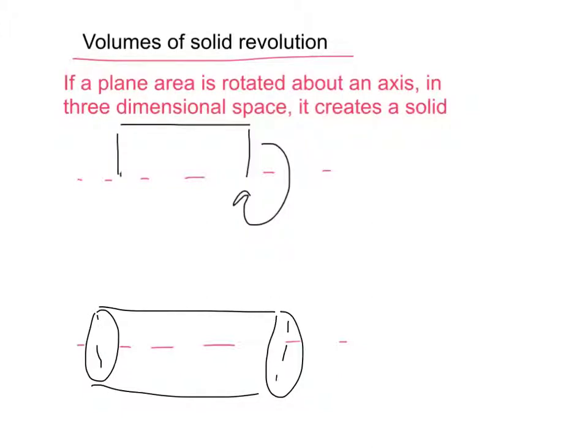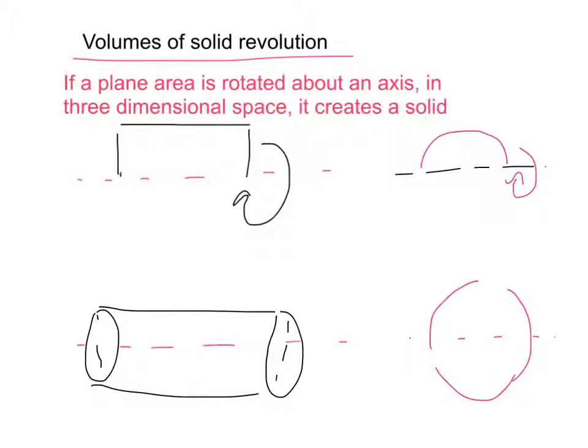Sorry about my drawing. Now that can happen as well when you are rotating a semicircle about an axis. So if I'm rotating this semicircle about the axis that you see there, it will create a sphere, depending on if we are rotating it this way. So it will create a sphere.